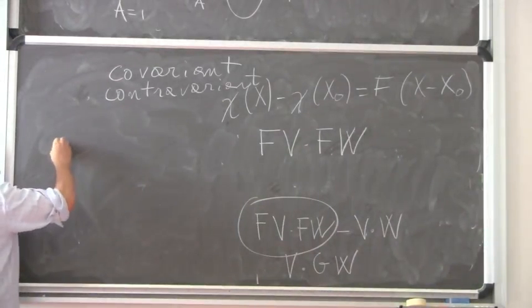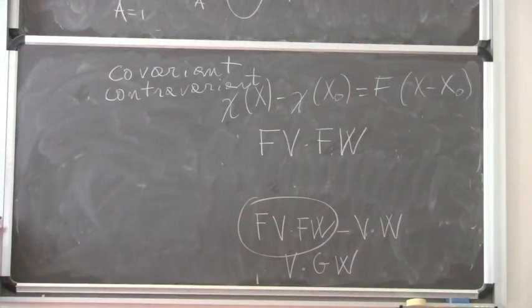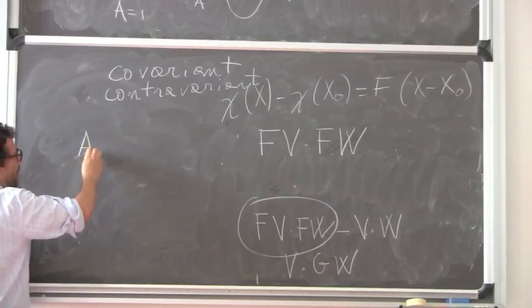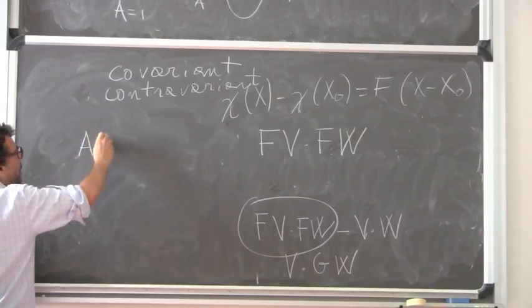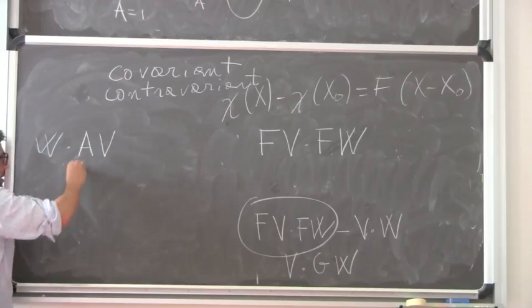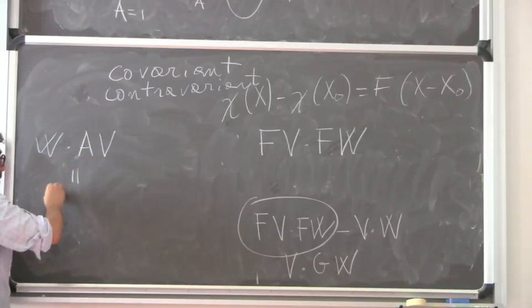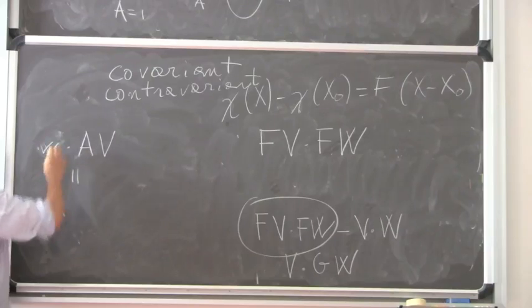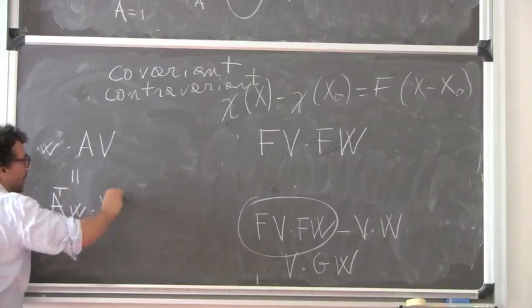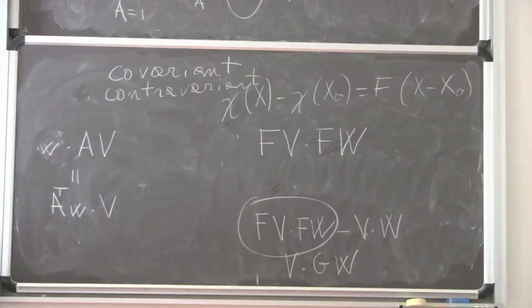Do you remember we said what is the transpose of an application? We have the matrix capital A applied to the vector V, dot W. This is equal to small a transpose W dot V. Okay? The transpose is jumping to the other side.